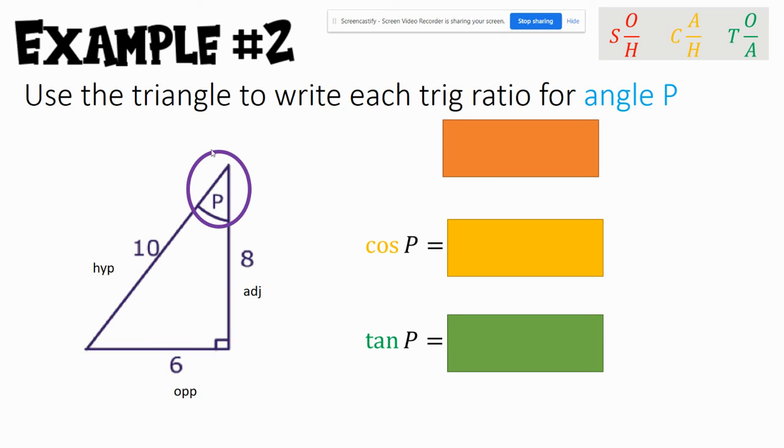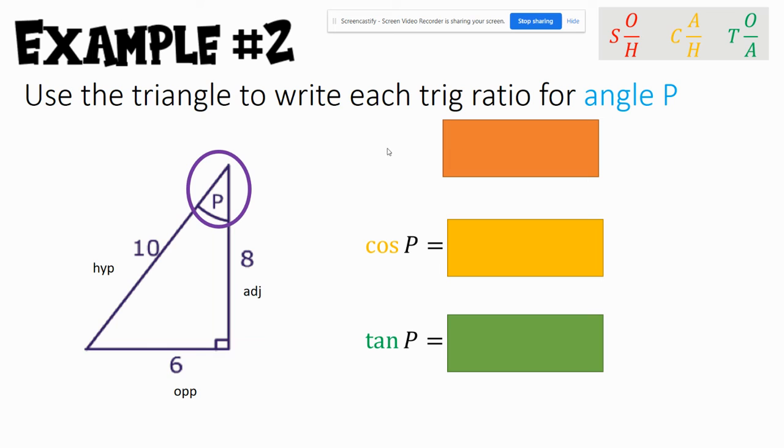If you touch the angle, you're touching the adjacent side. So this has to be the adjacent side. It's next to angle P. And that third side is the opposite side. So it's the side length opposite the angle.